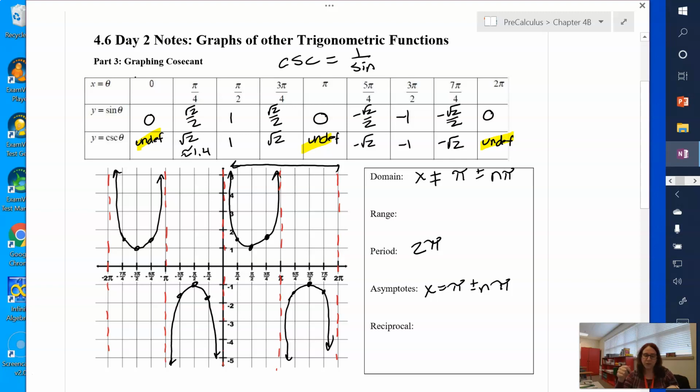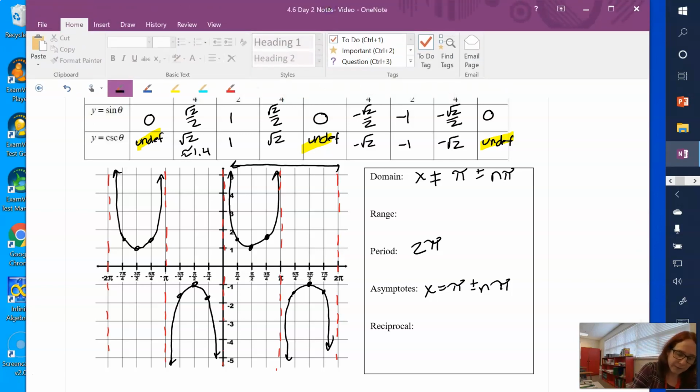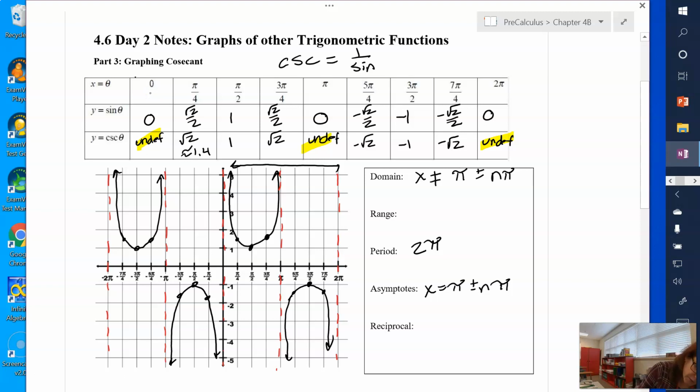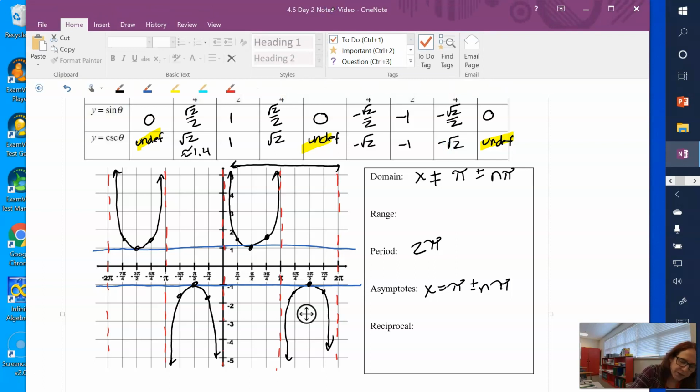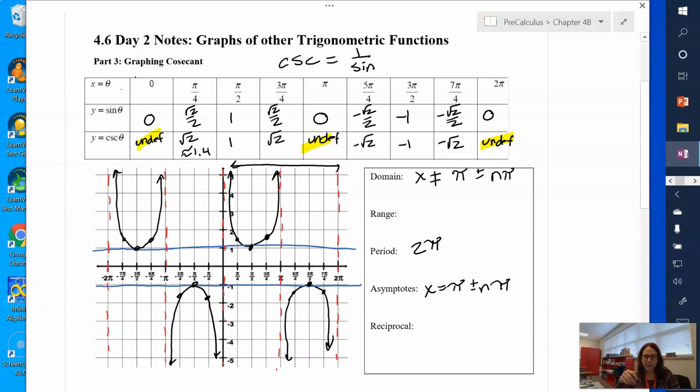Now look at the range. It only goes down to 1. And then on the negative side, it comes up to negative 1. So I have this area between negative 1 and positive 1 on my y's that's like a no man's land. It doesn't happen there. So then my range is going to be anything from positive 1 up to infinity, as well as negative 1 down to negative infinity.